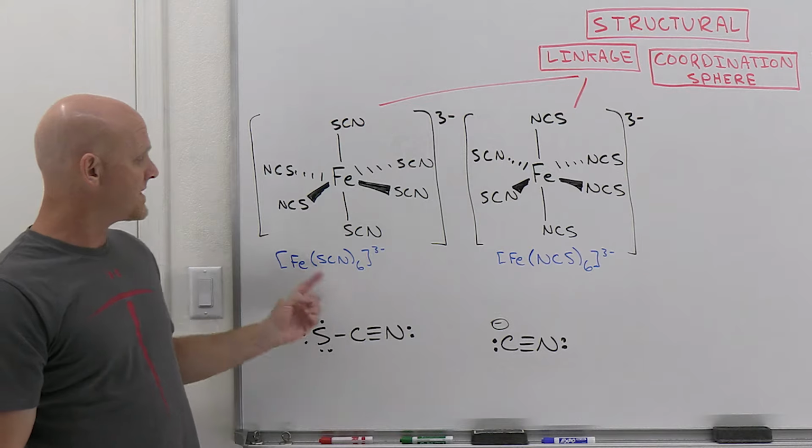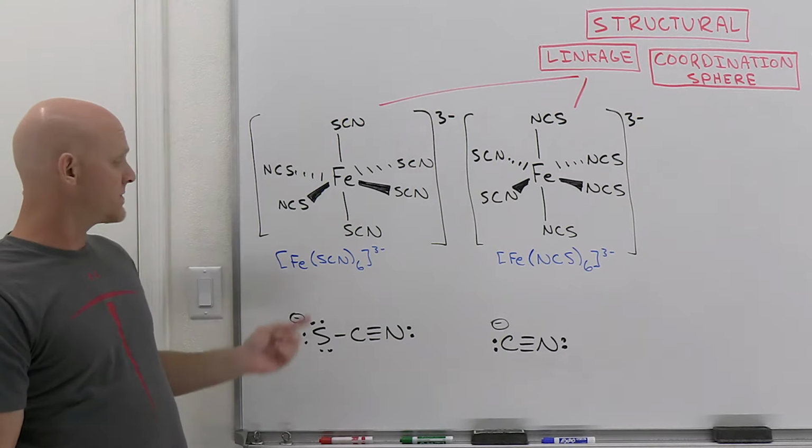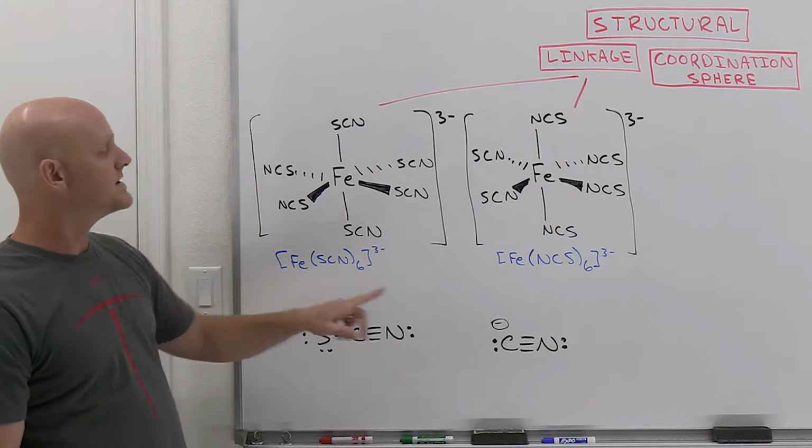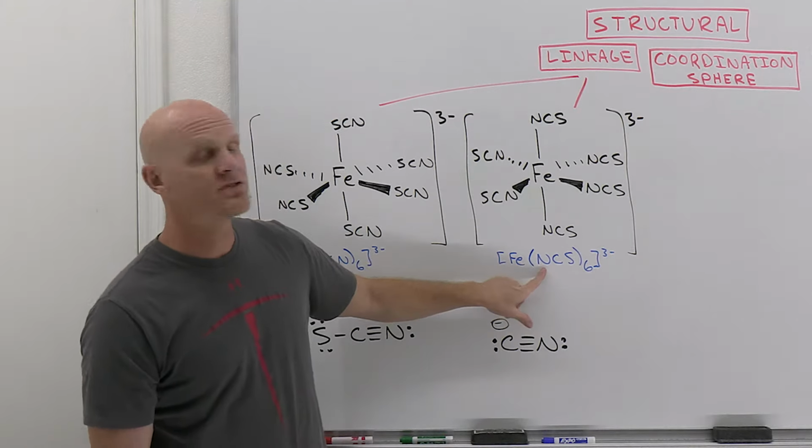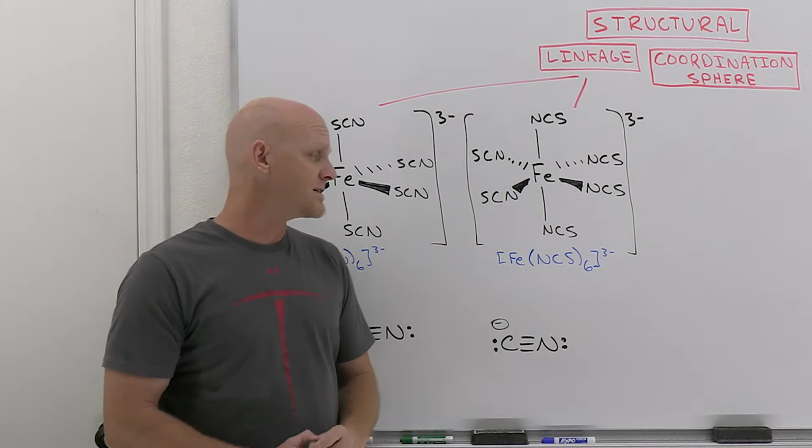When they put it in the formula, they will actually write it in the order in which it's bonded. Here it's bonded through the sulfur, so they wrote the sulfur first. Over here it's bonded through the nitrogen, so the nitrogen is written first in the formula when identifying the ligand.